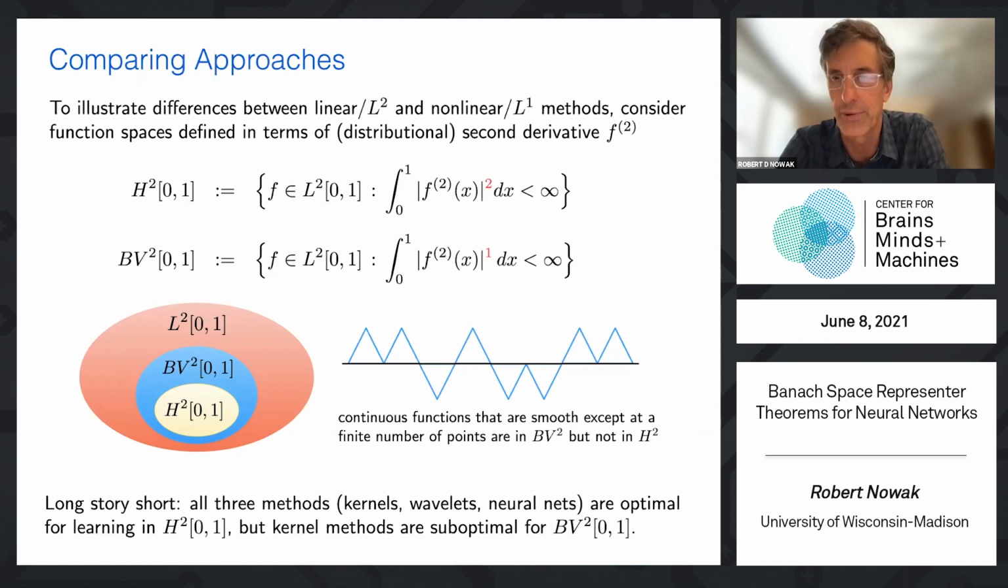The long story short, which I'll walk you through in a little more detail as we go along, is that all three methods, kernels, wavelets, and neural networks, are optimal if we're learning in the Sobolev space H2. But kernel methods are suboptimal in the space of bounded variation, BV2, so they have a limitation, whereas wavelet and neural network methods are also optimal in BV2. I'll explain why this happens and what the key difference is in a minute.